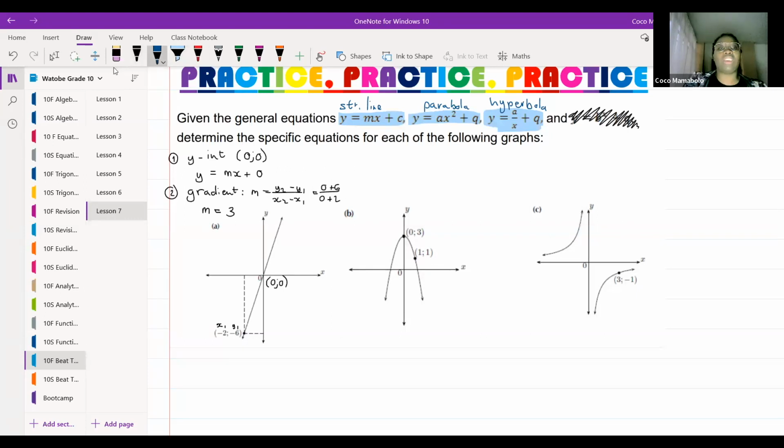Good. So my equation of the straight line would be y is equal to 3x. I don't need to add the +0 because if I add 0 to anything, it won't change the value. So this is y is equal to 3x. Okay, that is the answer we were looking for.